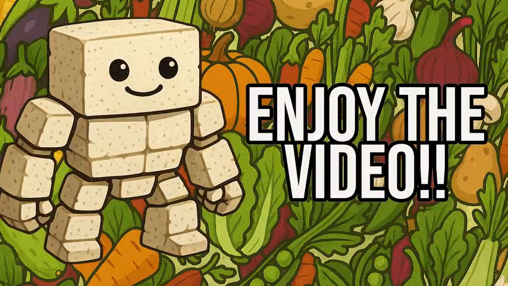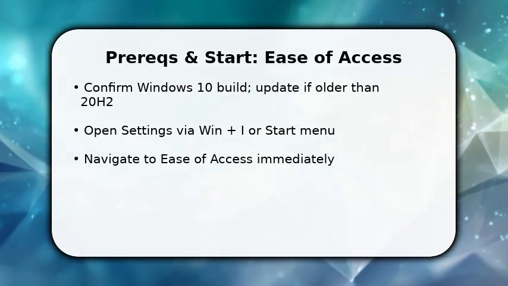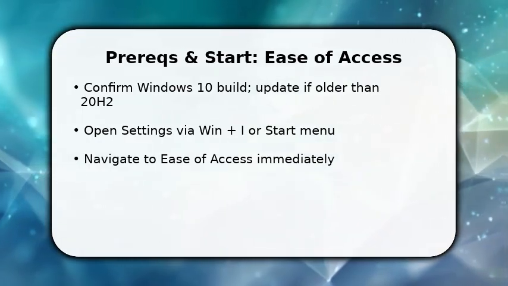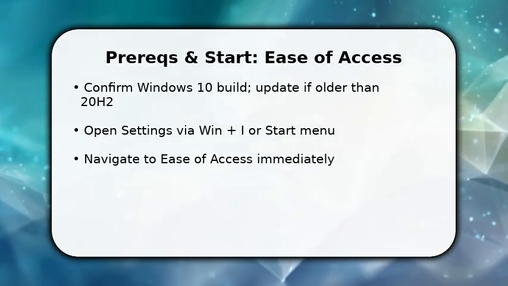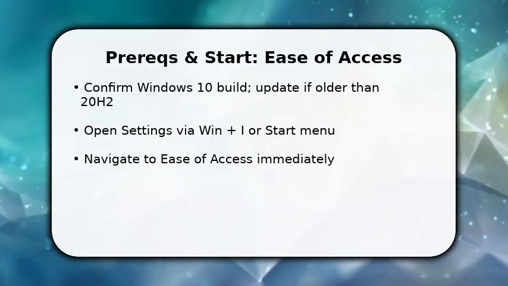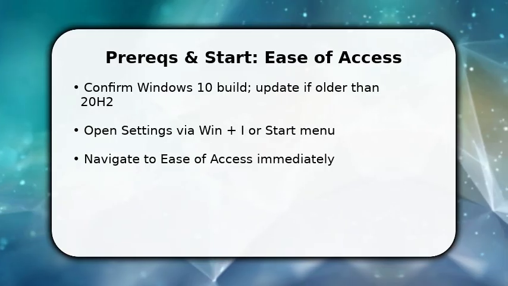Please enjoy the video. You need settings access and an updated build so the accessibility tools behave predictably. First, press Windows key + I to open settings. If you prefer, click Start then the gear icon. Once in settings, click Ease of Access. That's where color filters and visual options live.